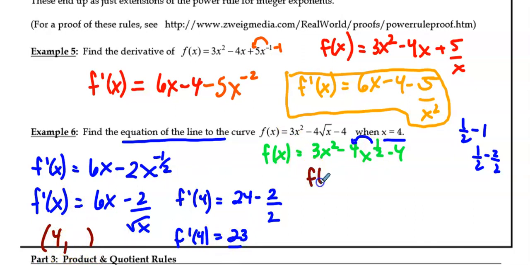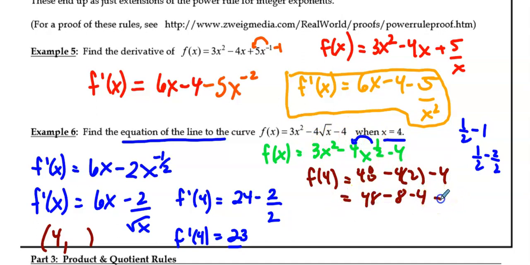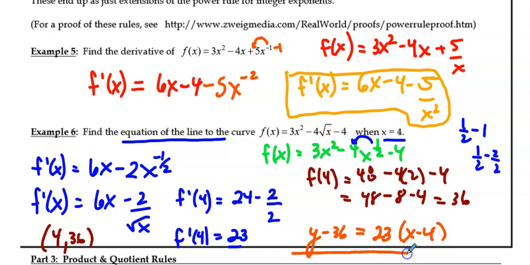So plugging back in, going back to f of 4 in our case, we're going to take 4, we're going to square it, we're going to get 16. 16 times 3 is going to be 48. We're going to do 4 times the square root of 4, which is 2, minus 4. So we're going to get 48 minus 8 minus 4, and that's going to give us 36. So that's going to give us the point (4, 36). And so our final answer for this problem and for this video is going to be y minus 36 is equal to 23 times x minus 4. And there you go. There is a very easy way of finding the equation of the tangent line to this curve at x equals 4.